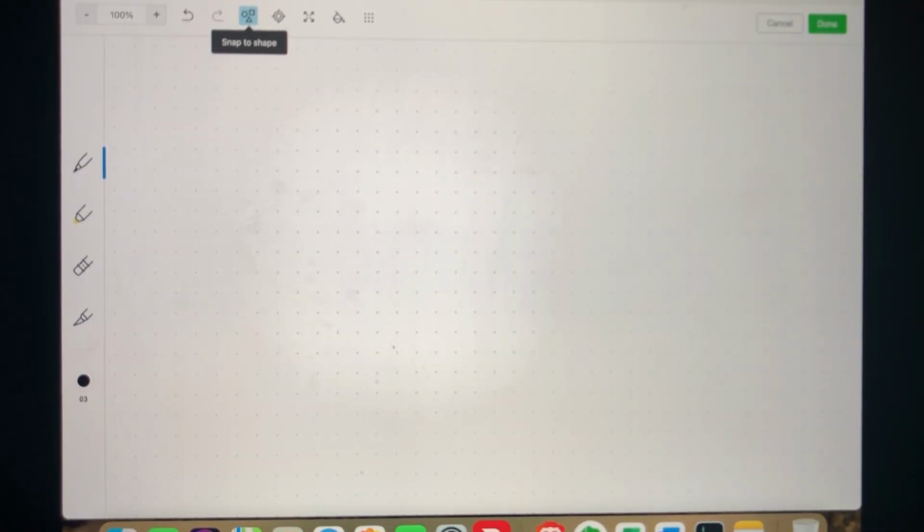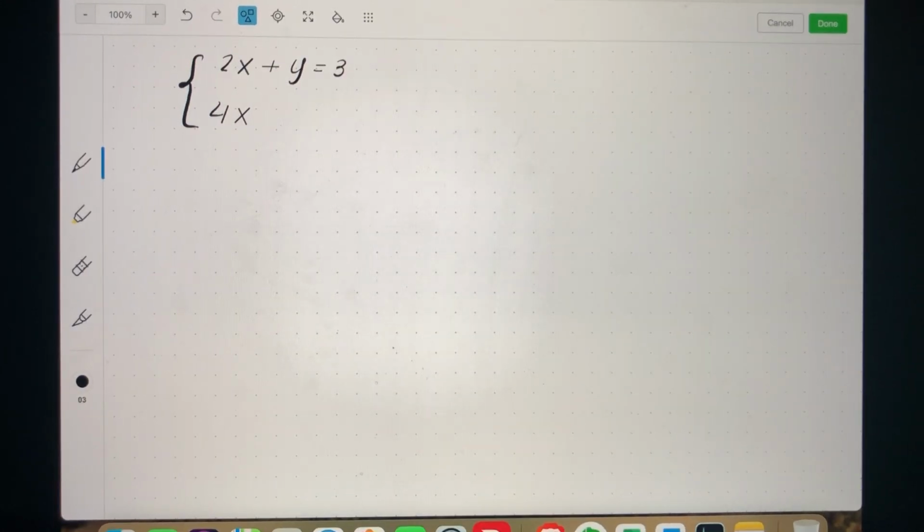Hello. In this video, let's pretend that we have to solve a system of linear equations. The first equation is 2x plus y is 3. The second one is 4x plus 2y is 8. So we have two methods for solving a system of linear equations like this.